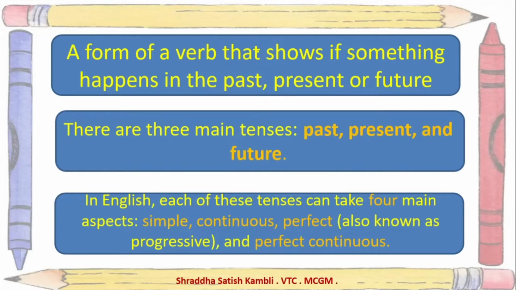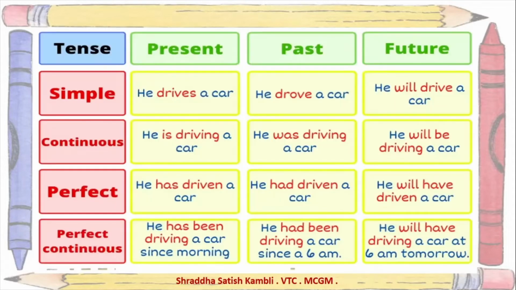Okay, now we will take this idea forward and we will take a look at the different types of tenses also. Okay, so now see the tense. The tense is present, past and future. And here you have the four aspects. That is the simple aspect, the continuous aspect, the perfect aspect and the perfect continuous aspect. Now let us try to understand this chart better. Let us take one tense at a time and study all the four aspects of that particular tense.